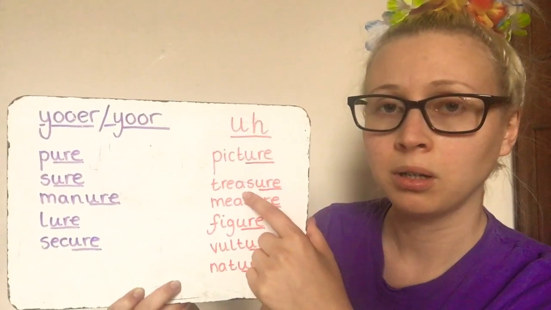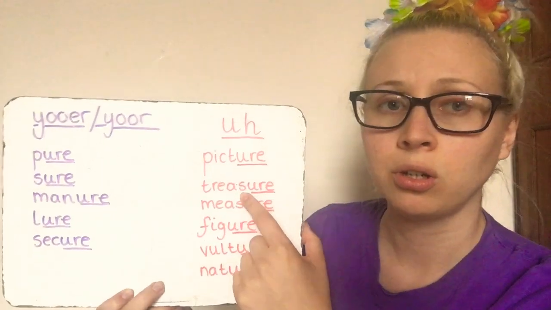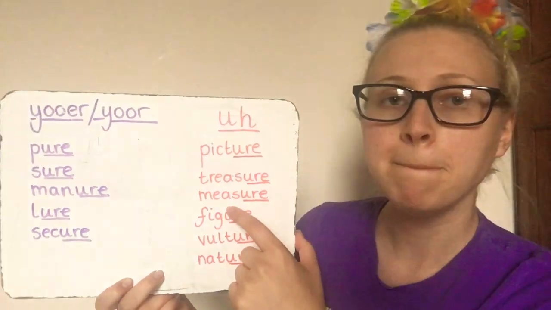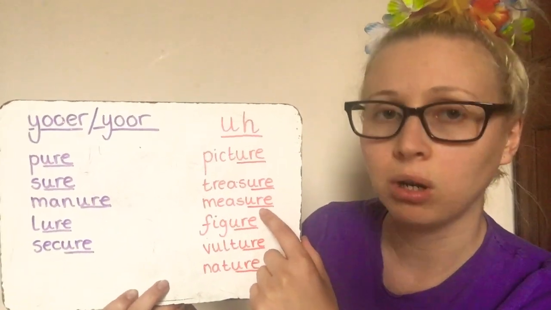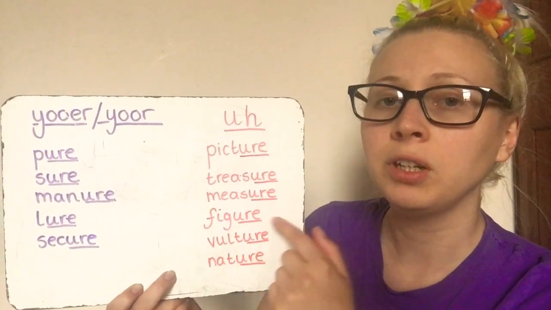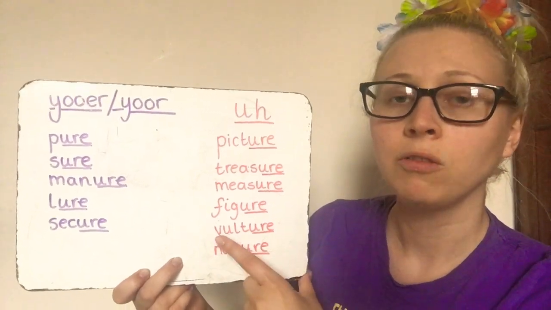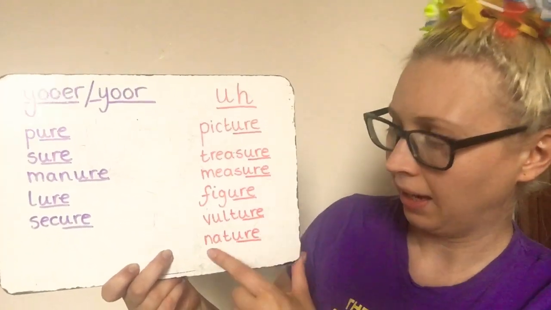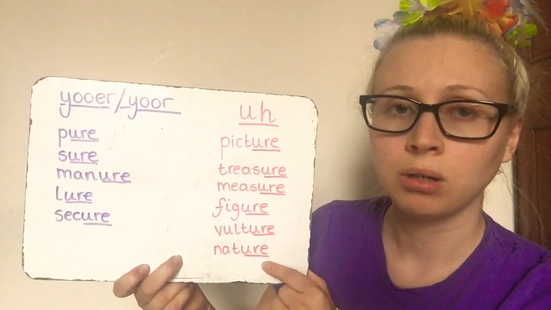Treasure. That's got the sound in the middle, hasn't it? Measure. It's got the schwa at the end. Figure. Vulture. And nature. Yeah?